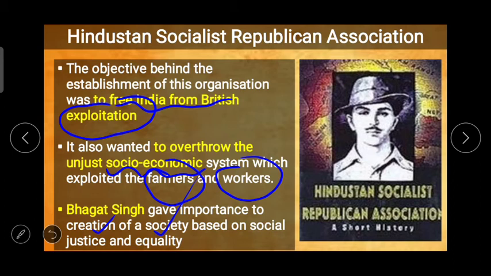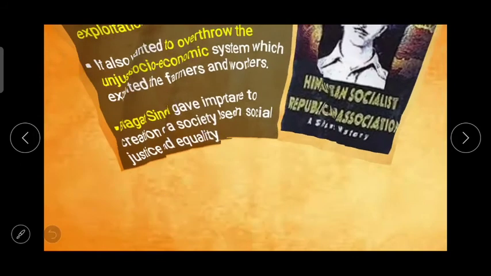So here one thing which is very sure, we can talk about Hindustan Socialist Republican Association. It was not only an organization with young people with arms, but young people with the mind, trying to dream of their country which is free from exploitation and based on social justice and equality.